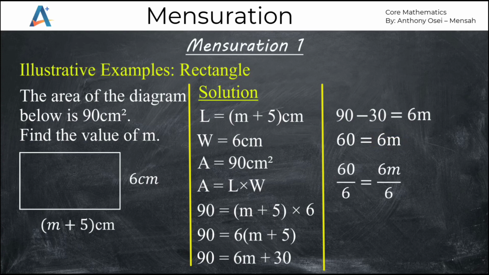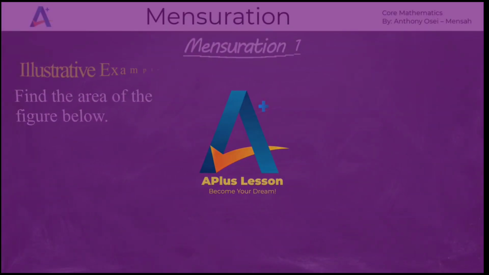So 60 is equal to 6m. Divide here by 6 and divide the left hand side also by 6. The 6 will cancel the 6, and we remain with m. 6 goes into 60 ten times. So we end up getting 10 is equal to m. So therefore the value of m is 10 centimeters. So we have the value of m to be 10 centimeters. Thank you very much.